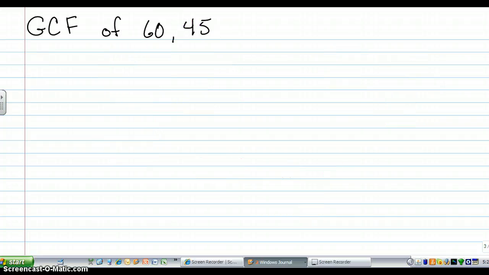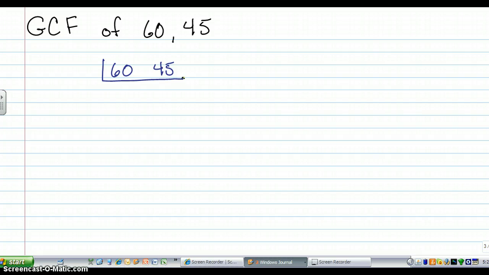Okay, let's try another. This time I want you to work along with me. We're going to find the greatest common factor of 60 and 45. So let's rewrite the problem. Write that down and put your first ladder step. Now we have to say to ourselves, what number can go into both 60 and 45? What factor do they both have in common?